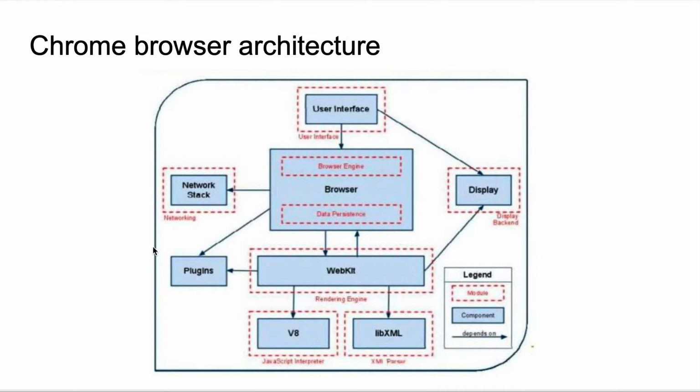Okay, this is where the different parts stay. WebKit, this is the rendering engine, this is your V8 JavaScript engine, XML parser. Okay, you see the different parts. So this is just to give an idea. We are not going to go deep into each part, so it's a whole different story.